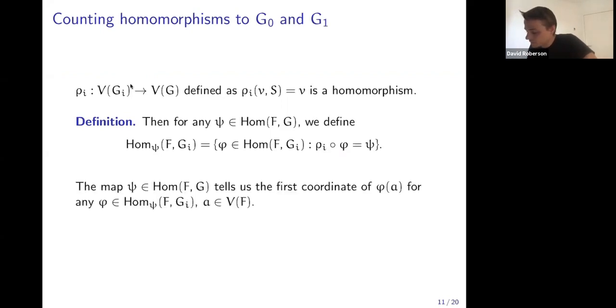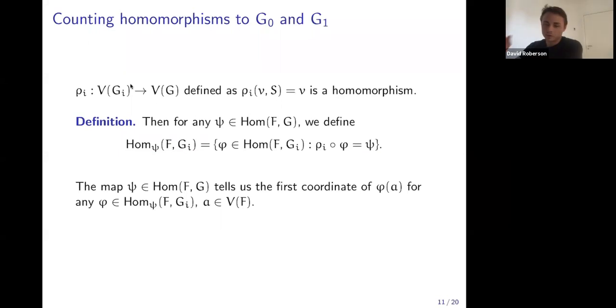What this means basically is that this map psi that we've picked is telling us what the first coordinate of the image of every vertex of F is under phi. That's all we're doing. Basically, we're partitioning all of the homomorphisms from F to G sub i according to what the first coordinates of all the images were.